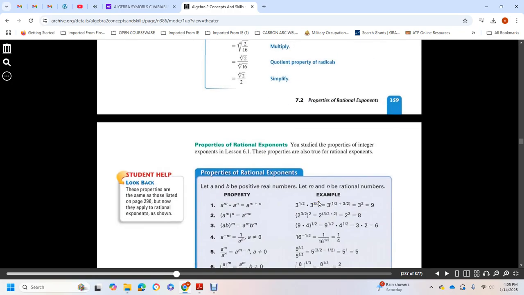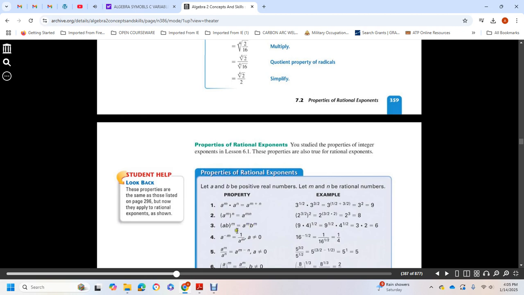Properties of rational exponents. You studied the properties of integer exponents in Lesson 6.1. The properties are true for rational exponents. Let a and b be positive real numbers, and let m and n be rational numbers. a to the m times a to the n is a to the m plus n. a to the m, to the n, is a to the m times n.